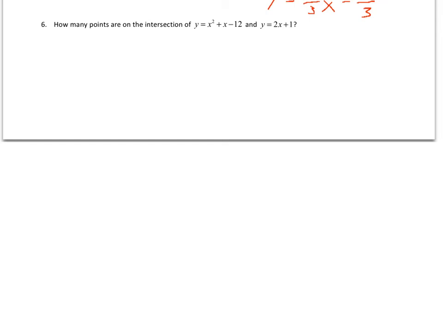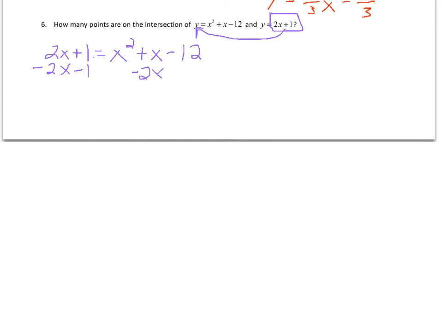If we have y equals x squared plus x minus 12 and y equals 2x plus 1, I can use substitution to plug this 2x plus 1 in for that y. So I have 2x plus 1 equals x squared plus x minus 12. And I am going to subtract the 2x and the 1, so I can set this equal to 0. So I have 0 equals x squared minus x minus 13.